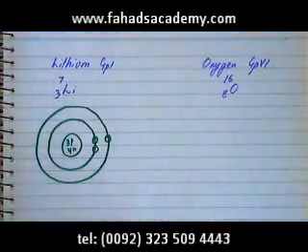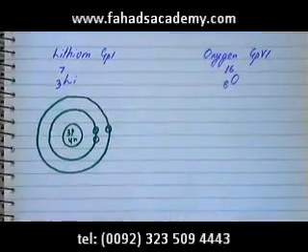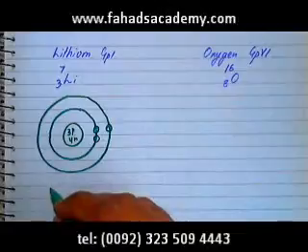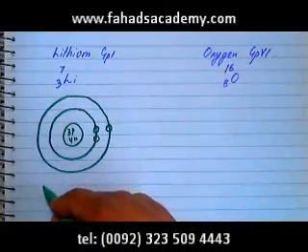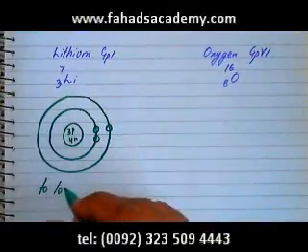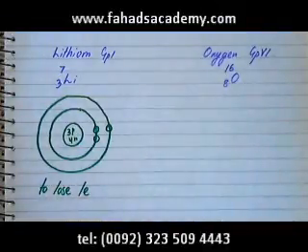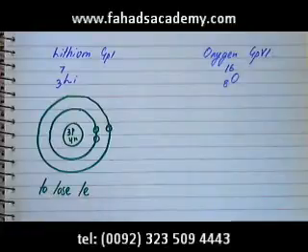And group 1, it has 1 valence electron. That means that to get a stable configuration, to complete its outer shell, it needs to lose 1 electron.